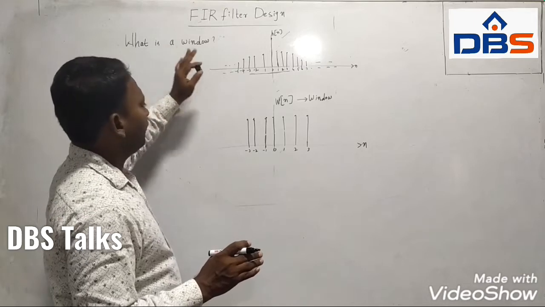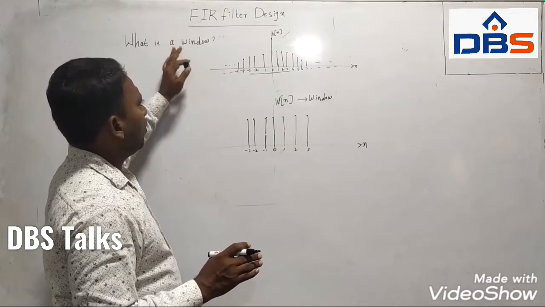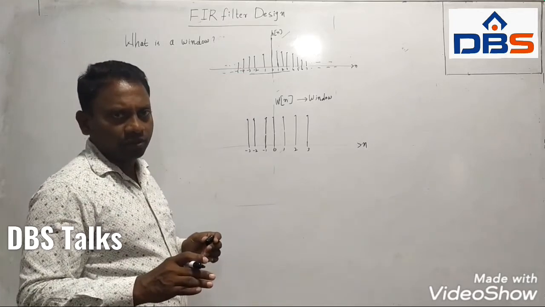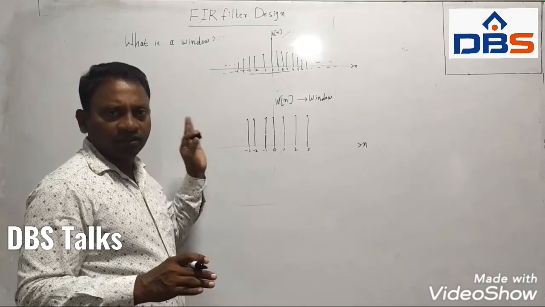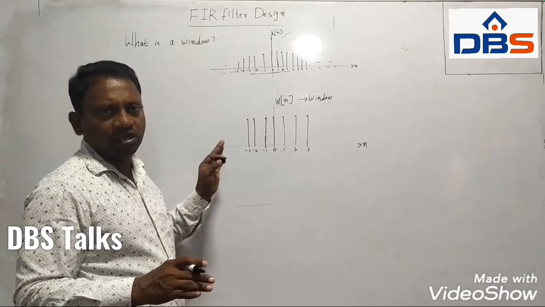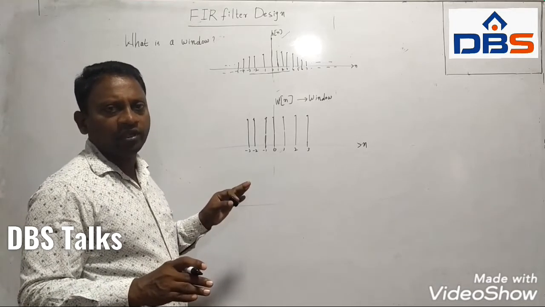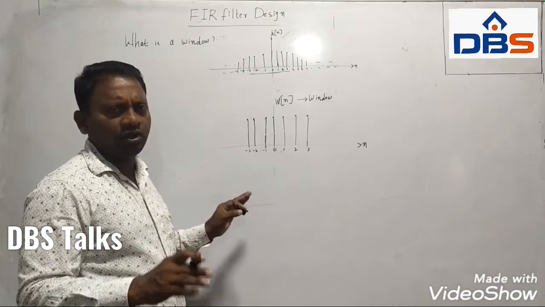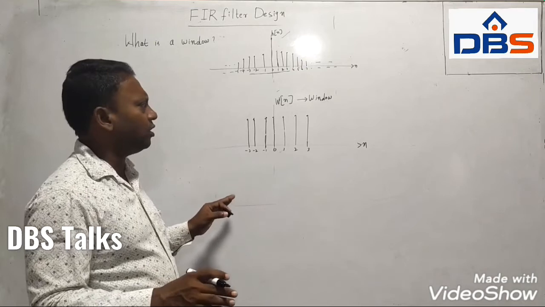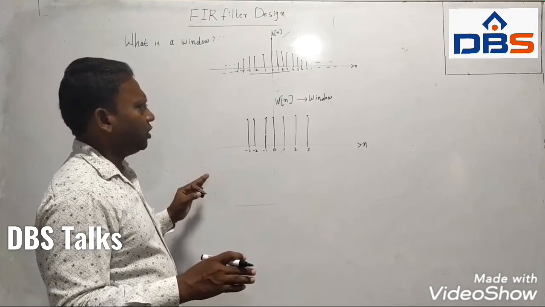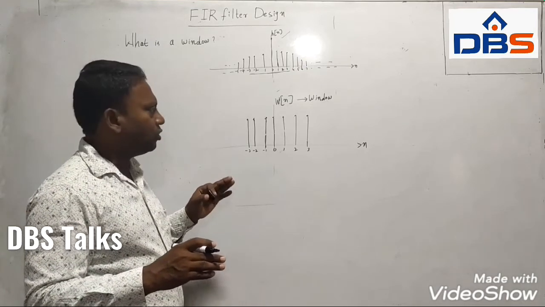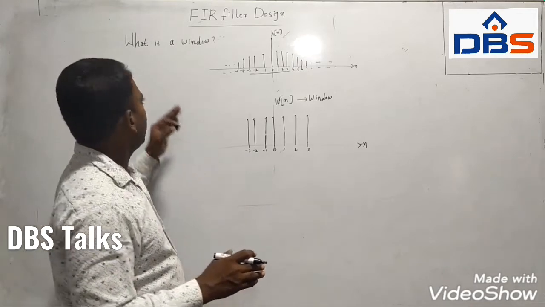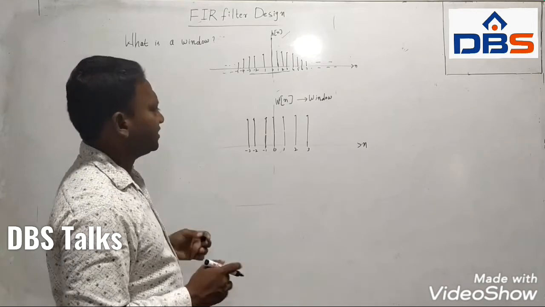What is a window and what is the necessity of it? A window is a weighing function used to truncate the given infinite impulse response smoothly without having any oscillations in the pass band and stop band. That is what a window is. What is the purpose of a window? The purpose of a window is to have no oscillations in the pass band and stop band. So that is the window and its necessity and requirement.